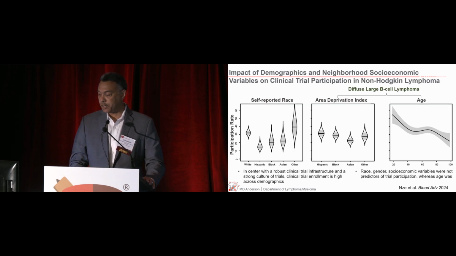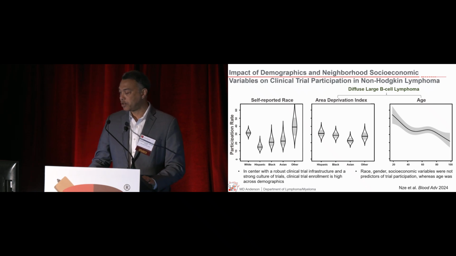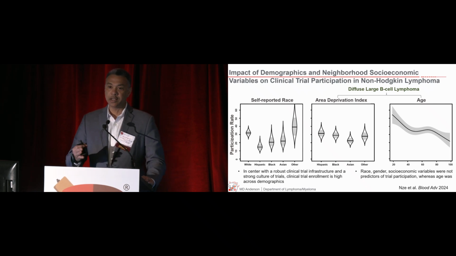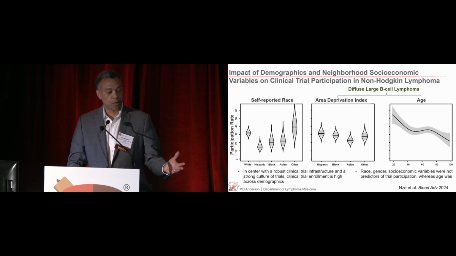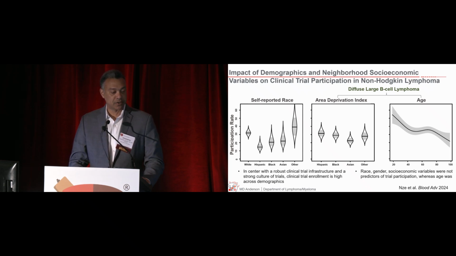And this is work that Chijoki published last year in Blood Advances, looking at clinical trial accrual at MD Anderson, where you can see across a series of variables the impact on clinical trial participation rates by self-reported race, by a socio-demographic measure, the area deprivation index, and age.